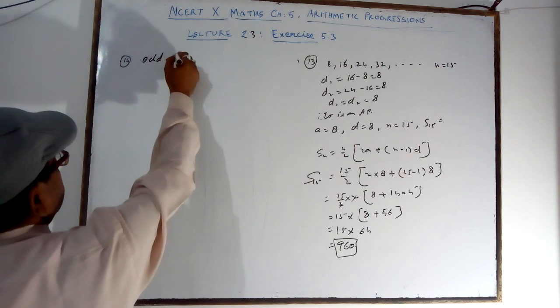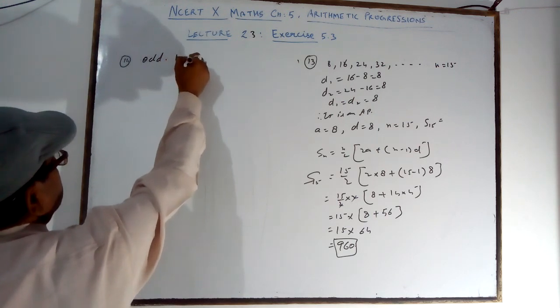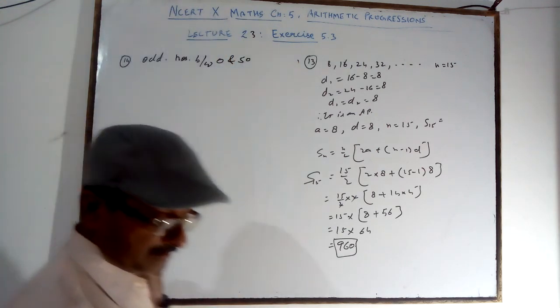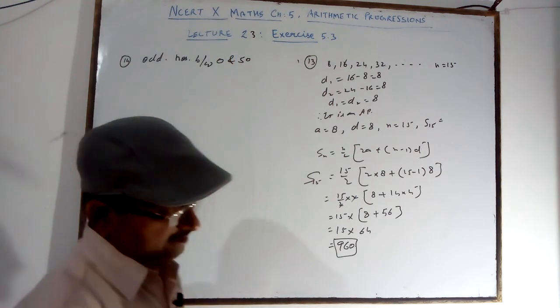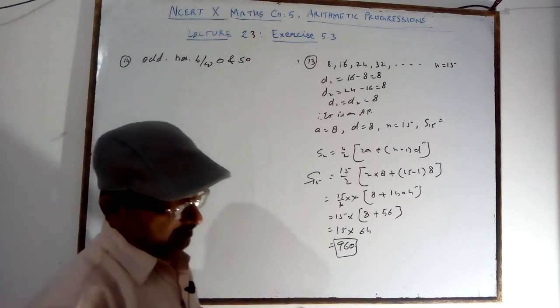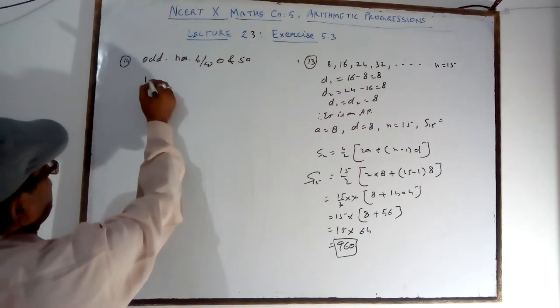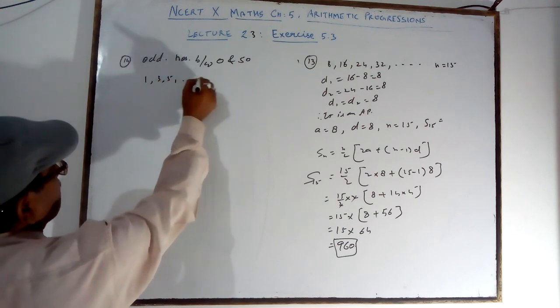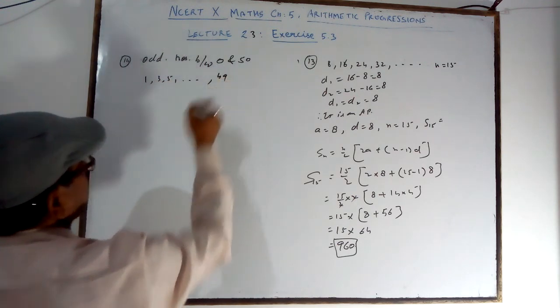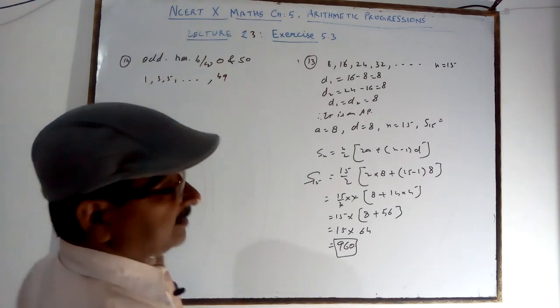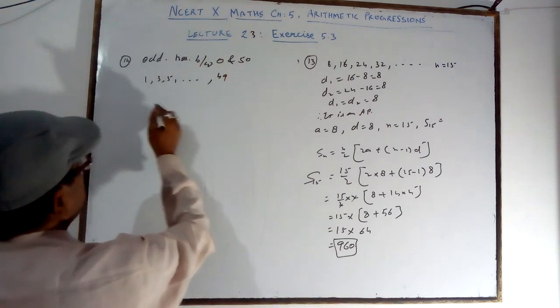Sum of odd numbers between 0 and 50. It is given 0 and 50, so what are the odd numbers? 1, 3, 5 up to 49. These are the odd numbers: 1, 3, 5, ..., 49.